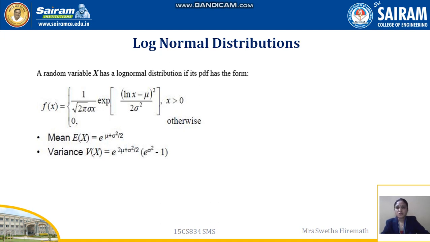For this log normal distribution, the mean and variance are given by the following formulas. The mean E of x equals e to the power of mu plus sigma square divided by 2, and the variance V of x equals e to the power of 2 mu plus sigma square, times e to the power of sigma square minus 1. So this is about the log normal distribution.